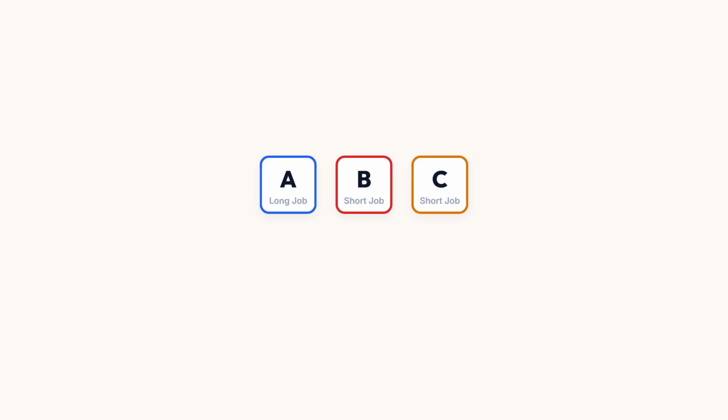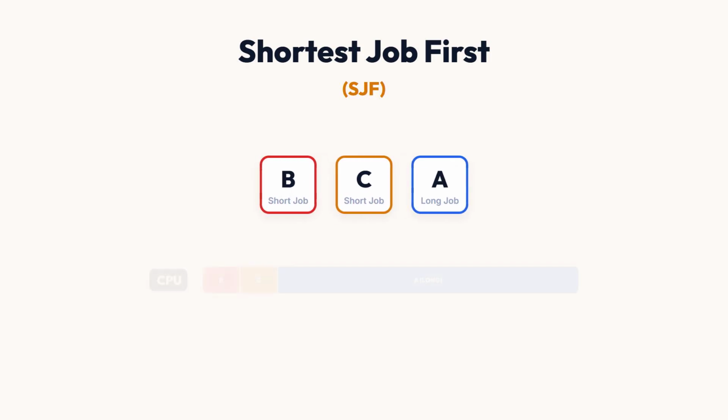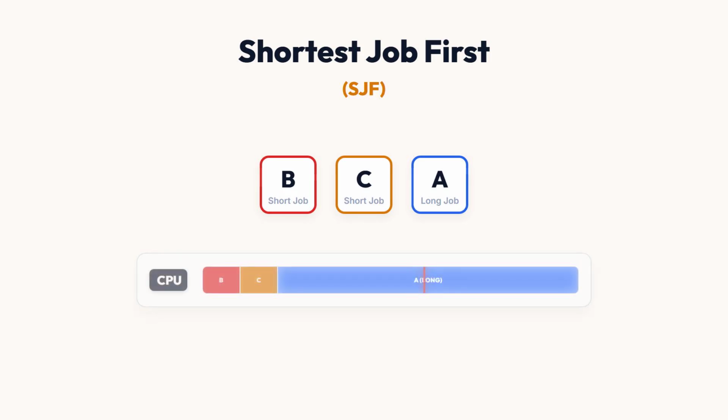Now let's look at a better idea. Shortest job first, or SJF. Here, instead of picking the first process, we pick the process that will finish the fastest. So shorter jobs run before longer ones. This actually minimizes the average turnaround time. In fact, it is provably optimal when all processes arrive together. But there's a catch. SJF is non-preemptive. So once a long job starts running, even if a shorter job arrives later, it has to wait. So short jobs can still get stuck behind long ones.